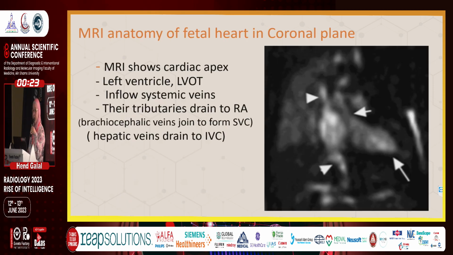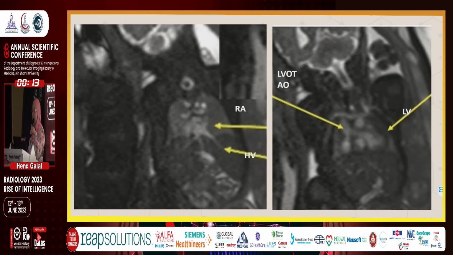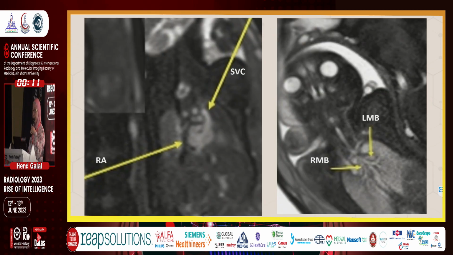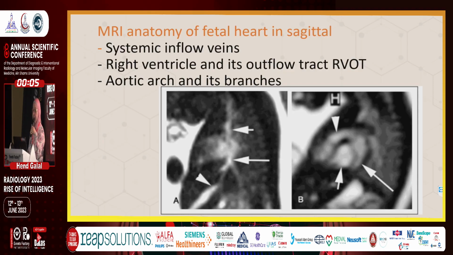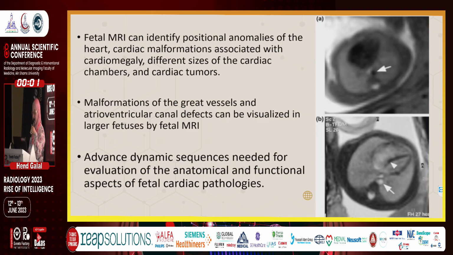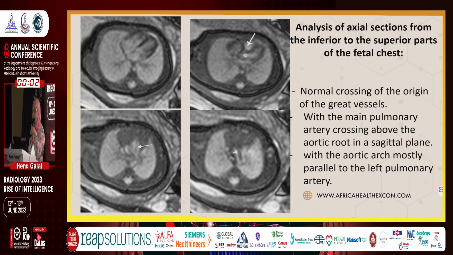In the coronal plane, we can see the cardiac apex, left ventricular outflow tract, and inflow systemic veins, either hepatic veins or systemic veins. Also, the main bronchi are highly delineated with high intensity from the amniotic fluid. In the sagittal view, we can see the aortic arch and its branches and the systemic inflow veins. Okay, we can do analysis of a fetal MRI.